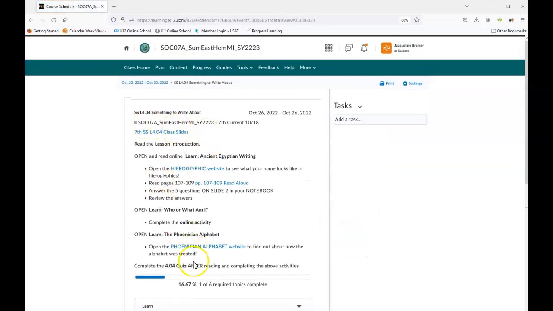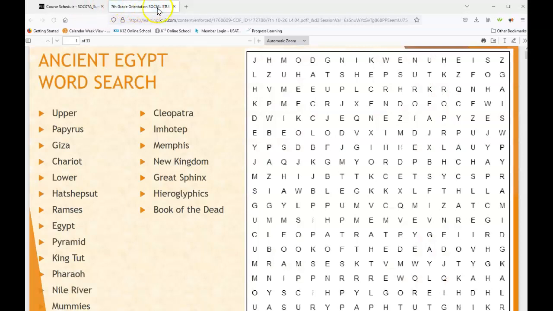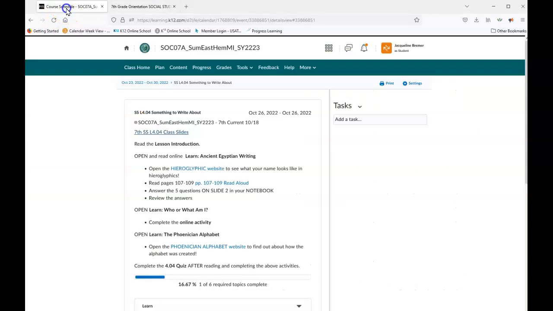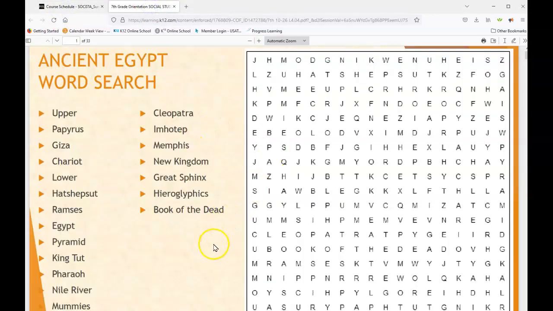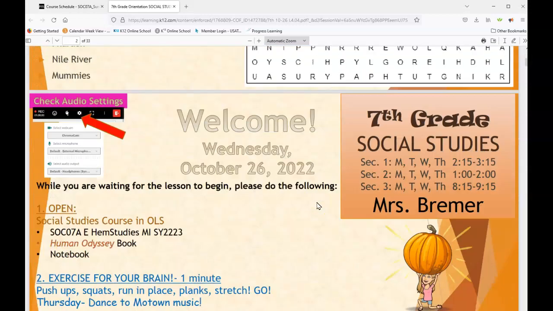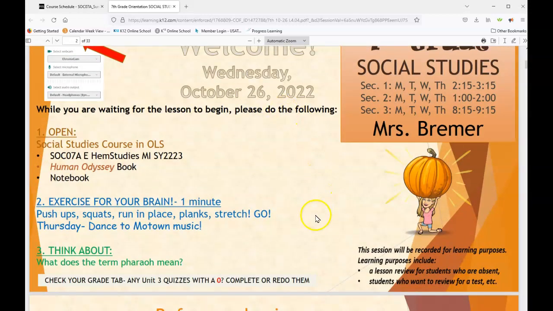Okay, here's the directions. And there are class slides, so we can open these up if you want to go through those and take a look. And as you can see, they open up in another tab here. With those, you can download this if you want. So if you want to do this word search, you can. So it is Wednesday, October 26th. Don't forget to go and do some exercising.